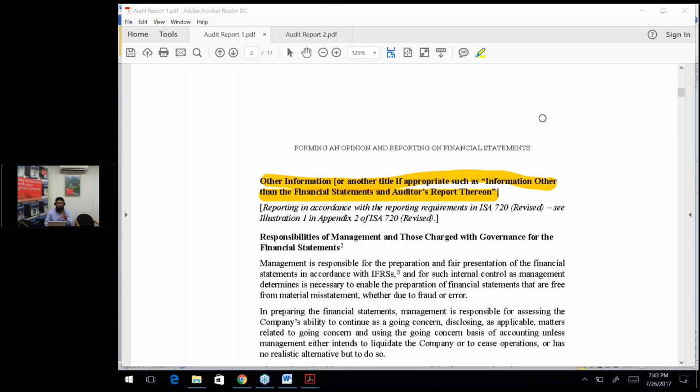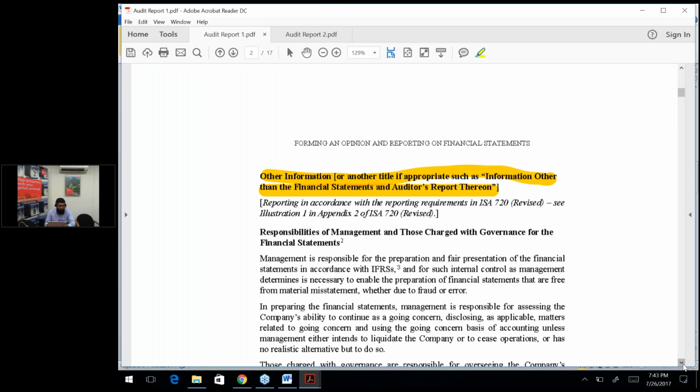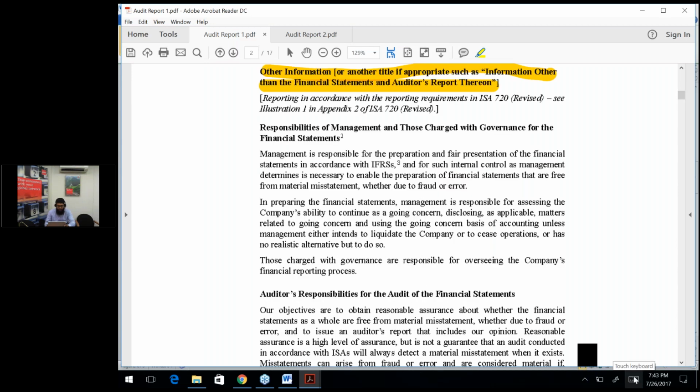So we need to make sure that we don't actually confine ourselves to that. Now next is the responsibility of management and those charged with governance. The ISA now specifically explains who is management and who is those charged with governance. It remains the responsibility of management to prepare the financial statements in accordance with the IFRS, to maintain internal controls, and to assess the going concern status of the entity.